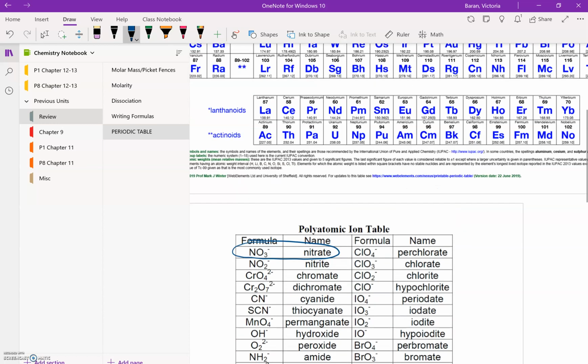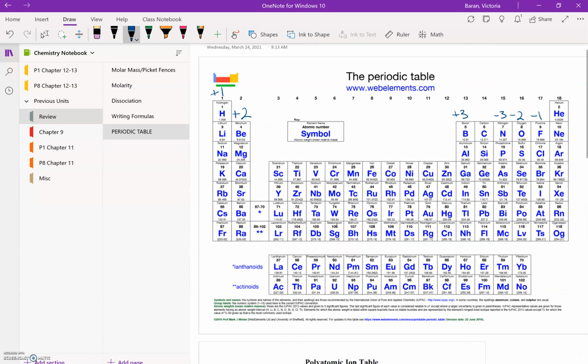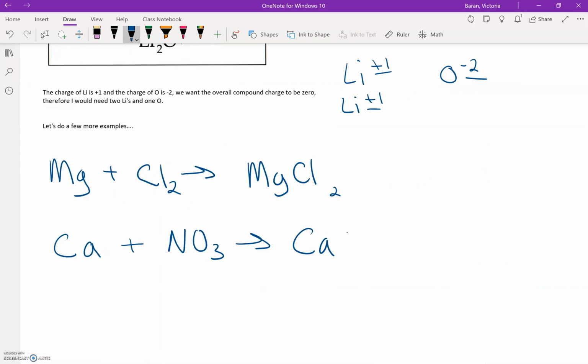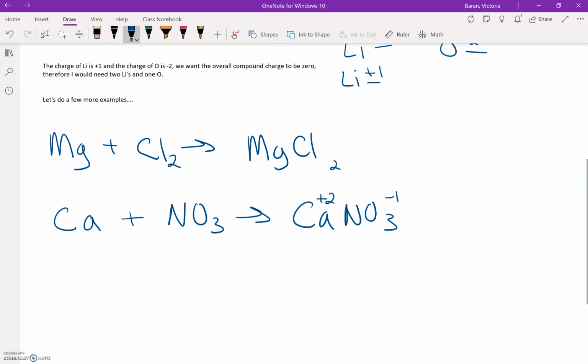And then the calcium is up here, and that has a charge of +2. All right, so again, I'm just going to write that these two now are together. And now I'm going to put my charges in. So the calcium was +2, and the nitrate was -1. So now I'm going to do my crisscross. So this 2 will become the subscript here, and this 1 will become the subscript here, but we don't have to write it.